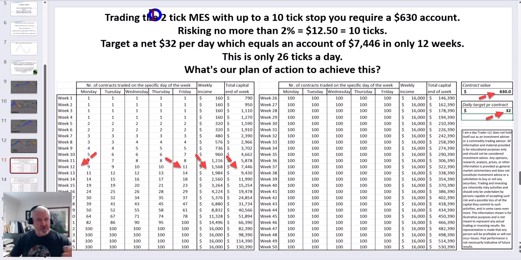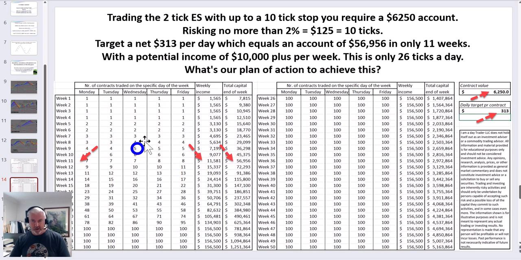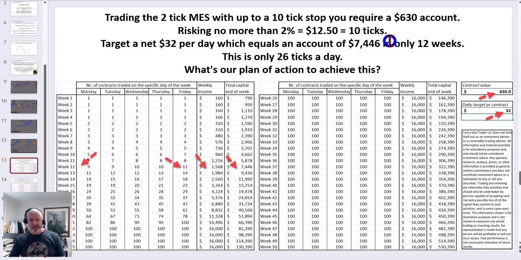If you trade a 2 tick ES, you might have up to a 10 tick stop the way I trade. What you'd actually need is $6,250 in your account to stay within the 2% rule. If you don't have that, you start on the micro. The micro contract is 10% of the big contract, and so you can start off there with $630.